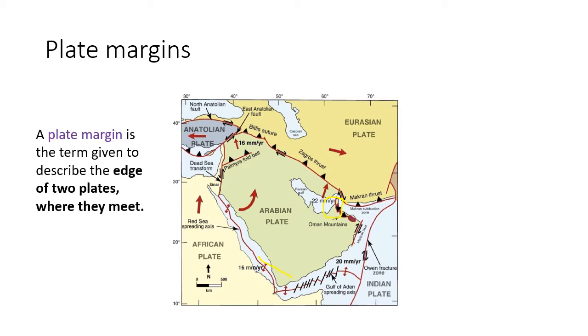So we've already used this term. Plate margin is a term given to describe the edge of two plates where they meet. And the red lines, yes, we already know that, mark a plate margin. And there's the one closest to Dubai.